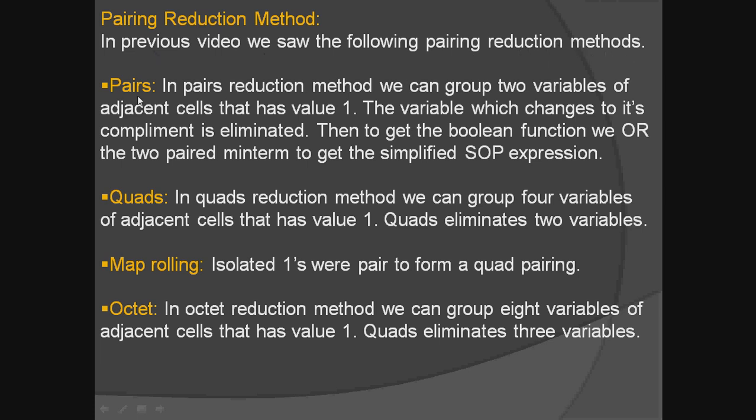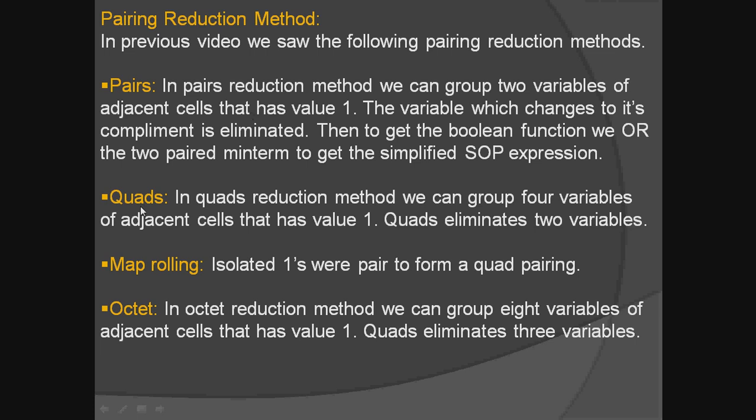So just a recap of what I've taught. In the pair reduction method we can group two variables of adjacent cells that have value 1. The variable which changes to its complement is eliminated. So the complemented variable gets eliminated in pairing reduction methods. To get the function f, we OR the two paired minterms, and then we get the simplified sum of products expression. So pairing is done between two minterms.